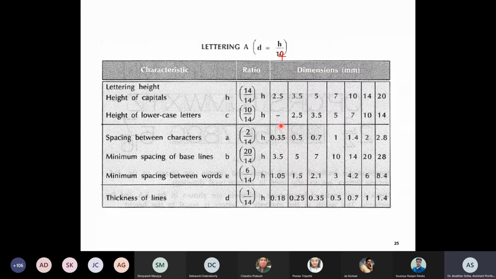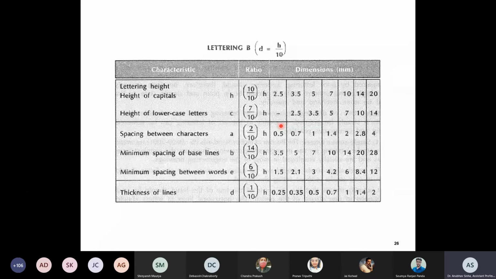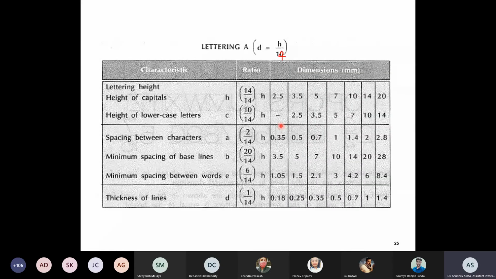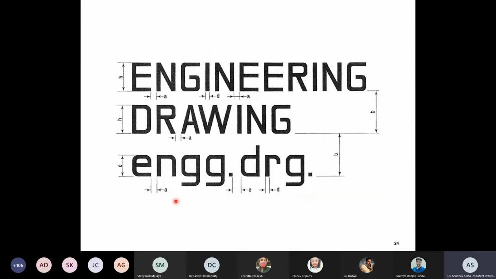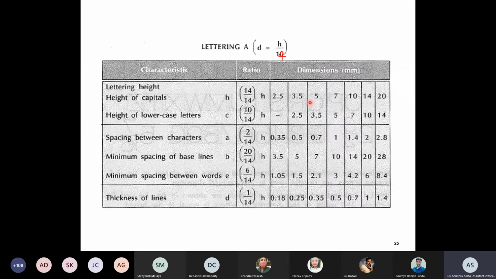Like this. So you can have H by 14 which is thin, or H by 10 which is a little bold. So different dimensions are given for A, B, E and D, which are marked here. If you go back, A, E, D, B. B should be here. Okay, so just keep in mind when you make this, there is one question in today's sheet also on writing this lettering.